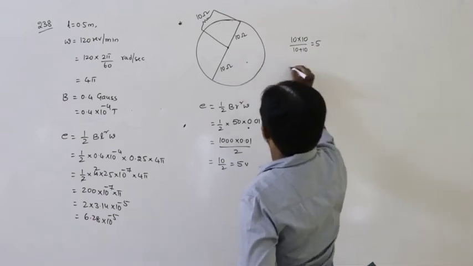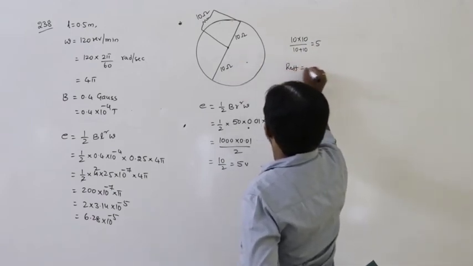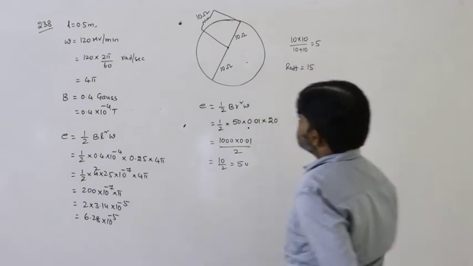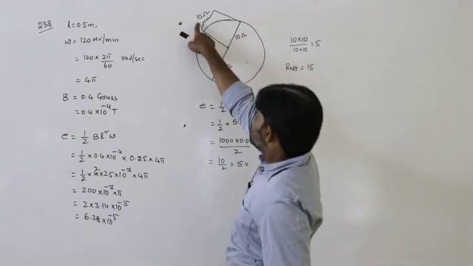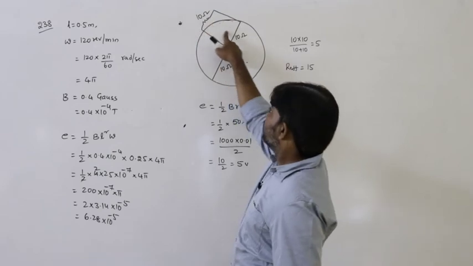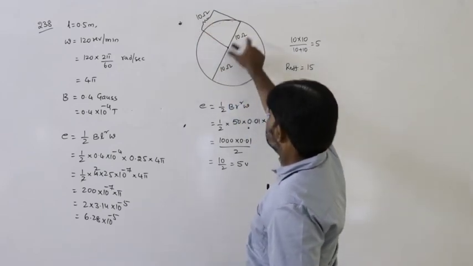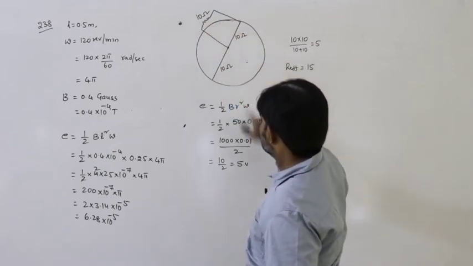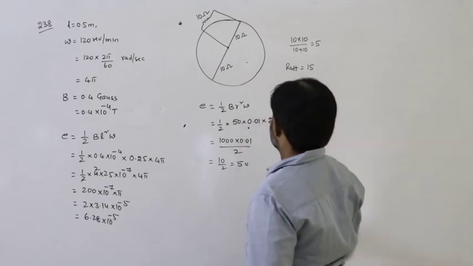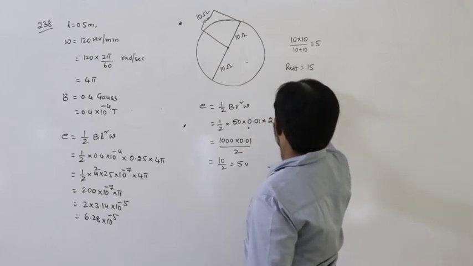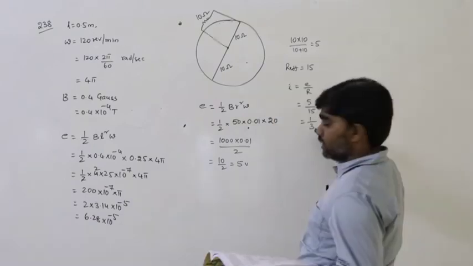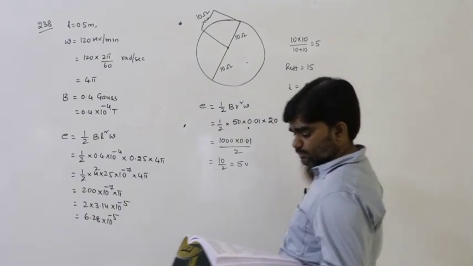And this 10 is in series. So R effective is equal to 15. Here this 10 and this 10 are in parallel, so the effective resistance is 5, and that is in series with this one. So that's why it is 15. I is equal to E by R, so that is 1 by 3.